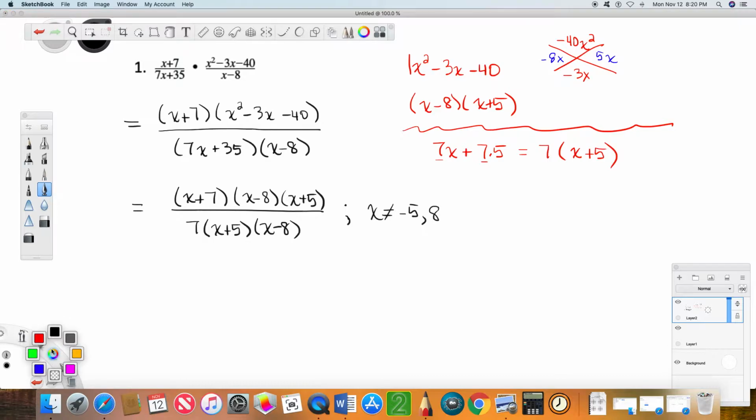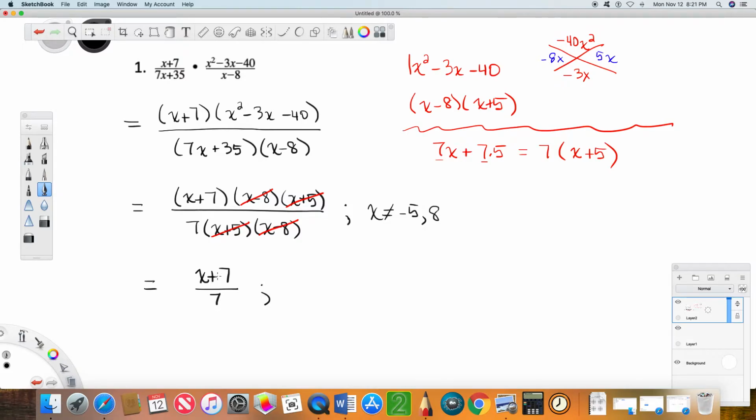And now I'm in business, because now I can come over and say, well, I've got this factor of x minus 8 divided by that x minus 8, and that's 1, so we just say that cancels. And the x plus 5 divided by x plus 5, that's also 1. So what are we left with? In the numerator, we're left with just this x plus 7. And in the denominator, we're left with 7 here.